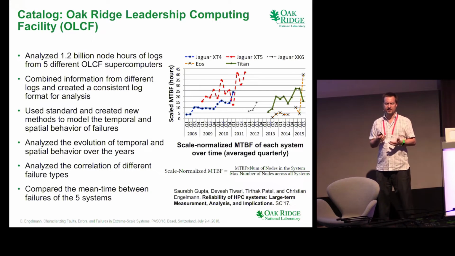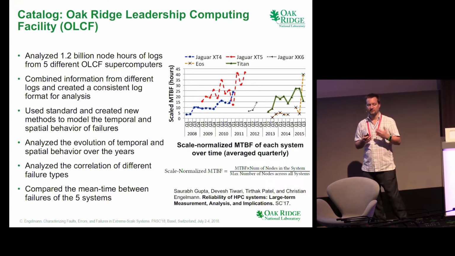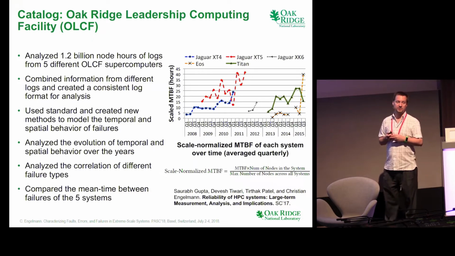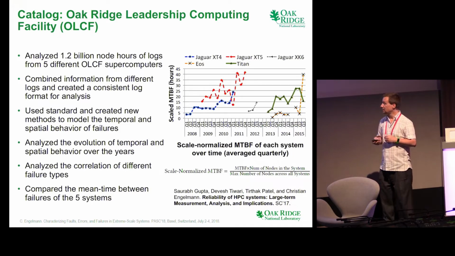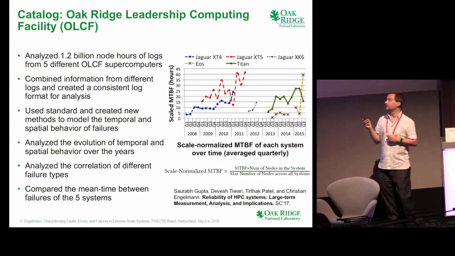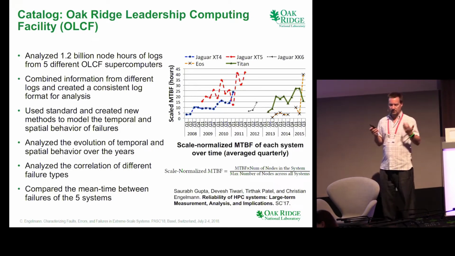We combined this information from different system logs, and we started using standard methods, and we also created new methods for temporal and spatial analysis of errors and failures in these systems. And we analyzed the correlation between different failure types, and we also compared the mean time between failures of these 5 systems. And something interesting to see here is that the mean time between failure here is normalized on a per node basis, basically.